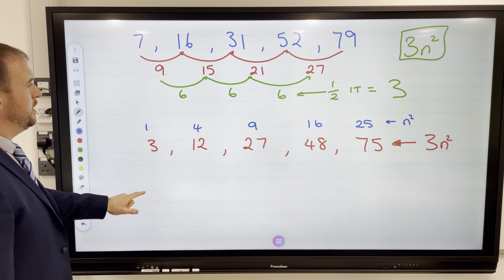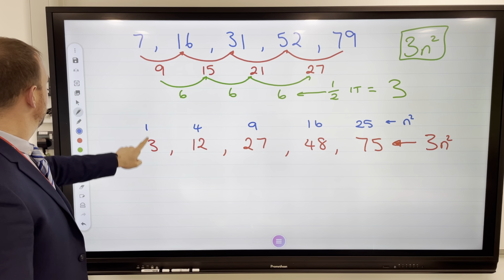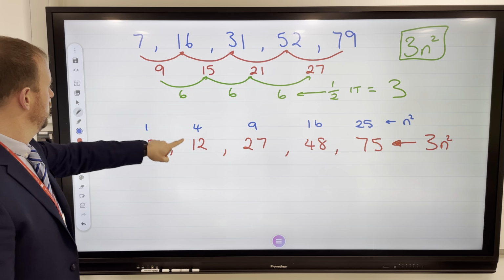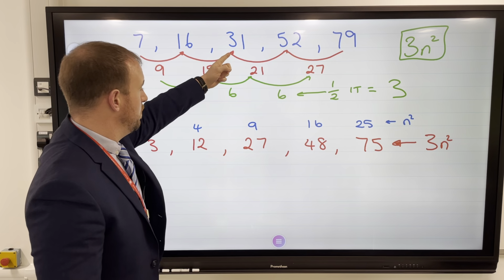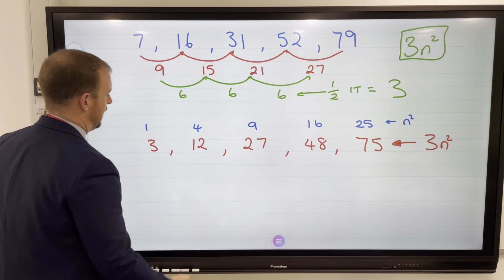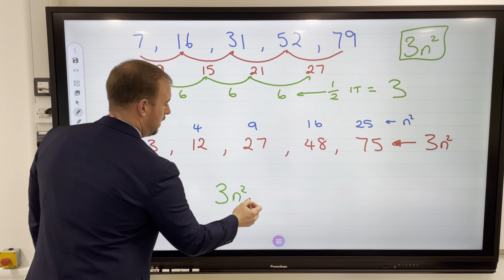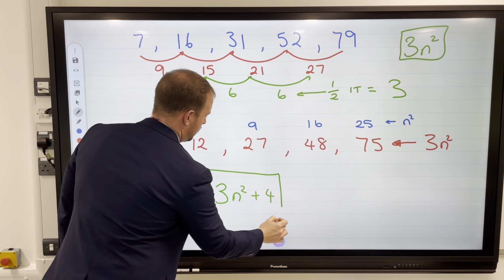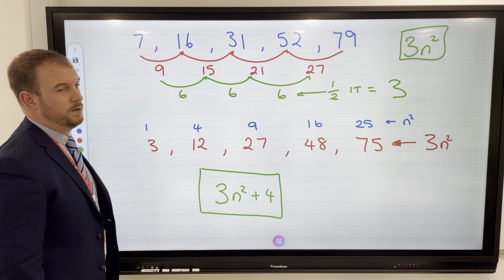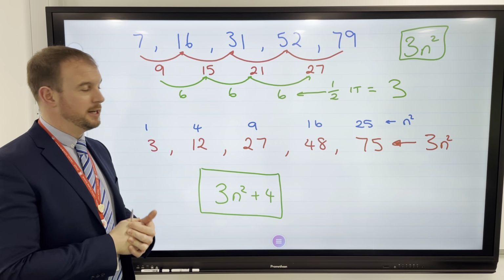So then let's find our relationship to get from 3n squared up to here. Well, to get from 3 to 7 we add 4. To get from 12 to 16 we add 4. 27 to 31 we add 4. So the nth term is our 3n squared, and then add 4. So there are quite a few steps. It is tricky, but again, practice makes perfect. Hope it helps.